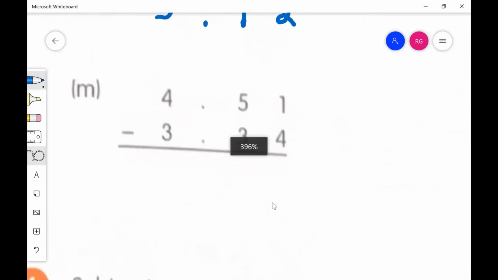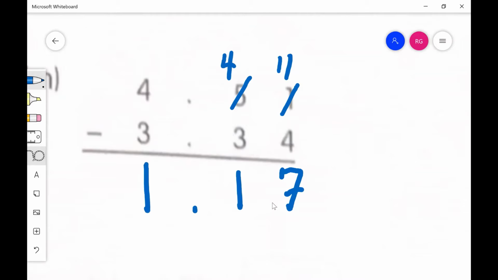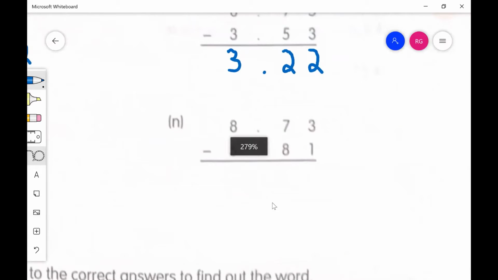Okay, part M, we'll need to borrow here. So that is going to become a 4. This becomes an 11. Now we can subtract. This is a 7. And this is 1. So I should get 1.17 there, or 1 and 17 hundredths.